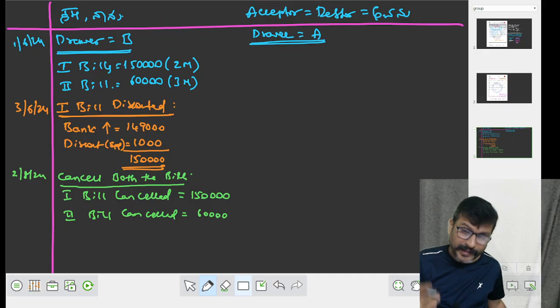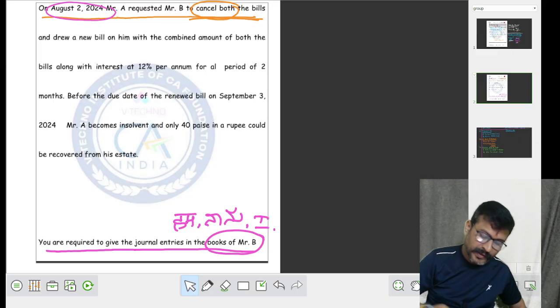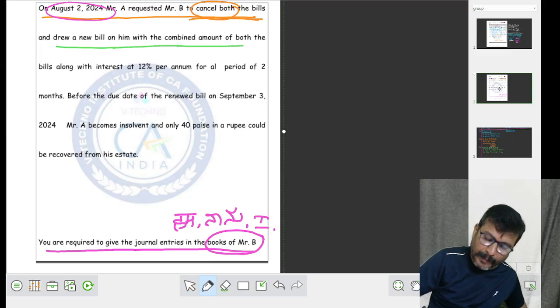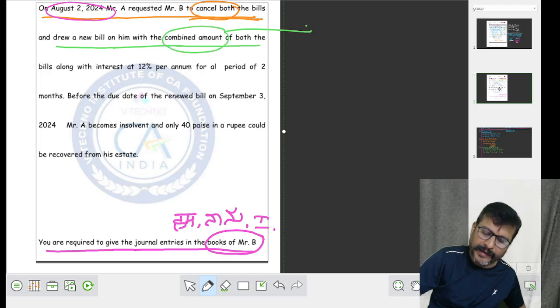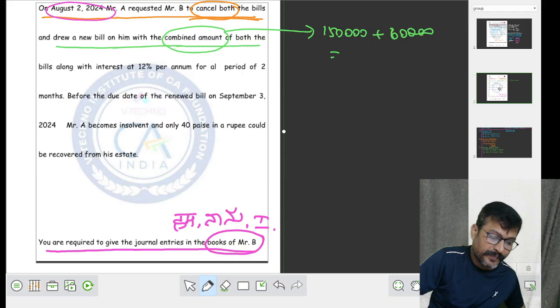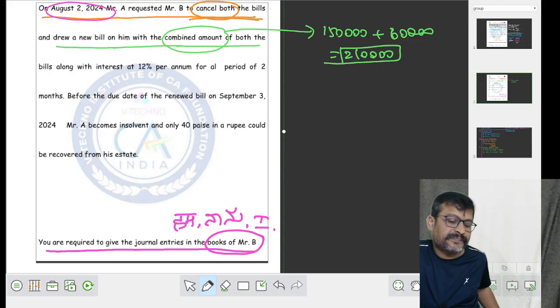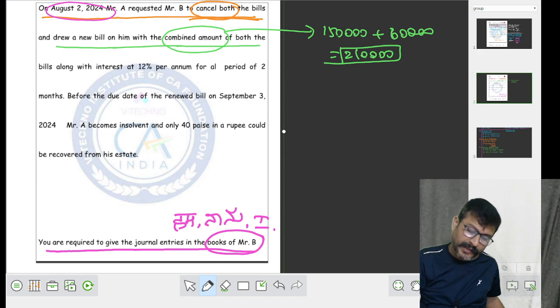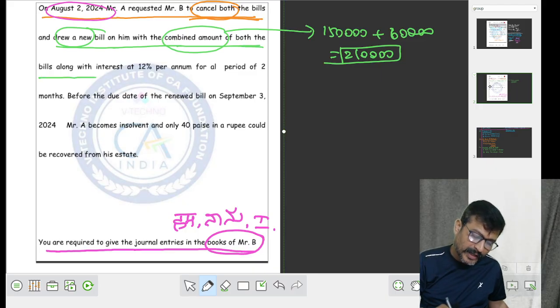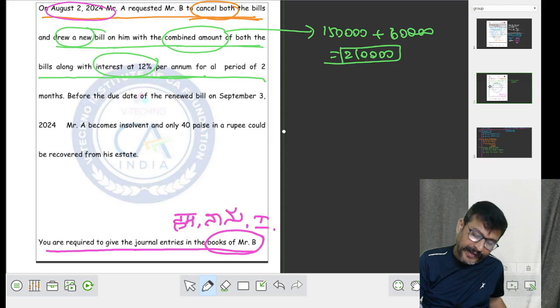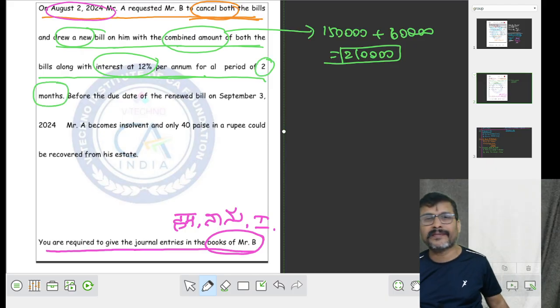हुआ ना? I explain in detail when we pass the journal entry. For the time being, both the bills are cancelled. Okay, fine. Draw a new bill on him with the combined amount. Combined amount बोले तो 1,50,000 plus 60,000. ये कितना हुआ अब? 2,10,000 हुआ. है ना? क्या करना? Draw a new bill for combined amount, both the bills along with interest at 12% per annum for a period of 2 months.